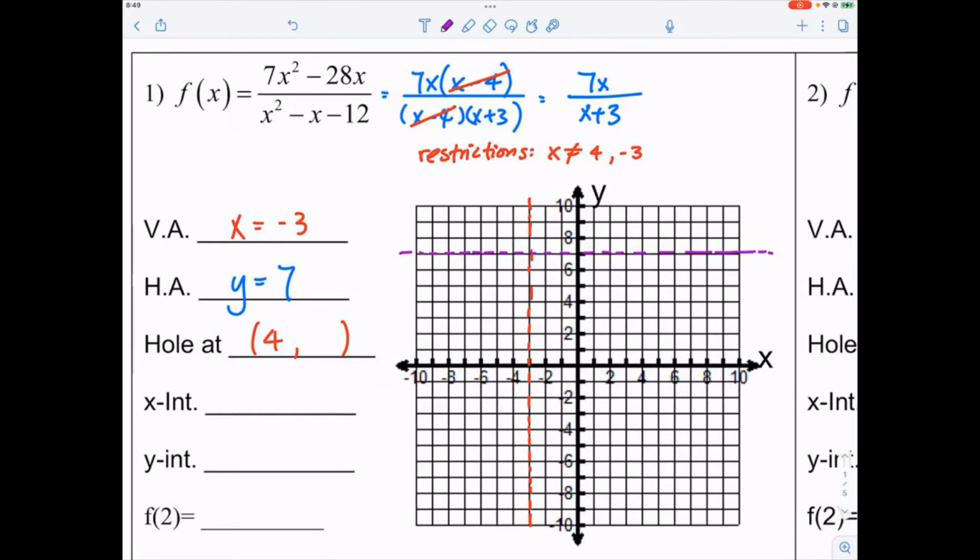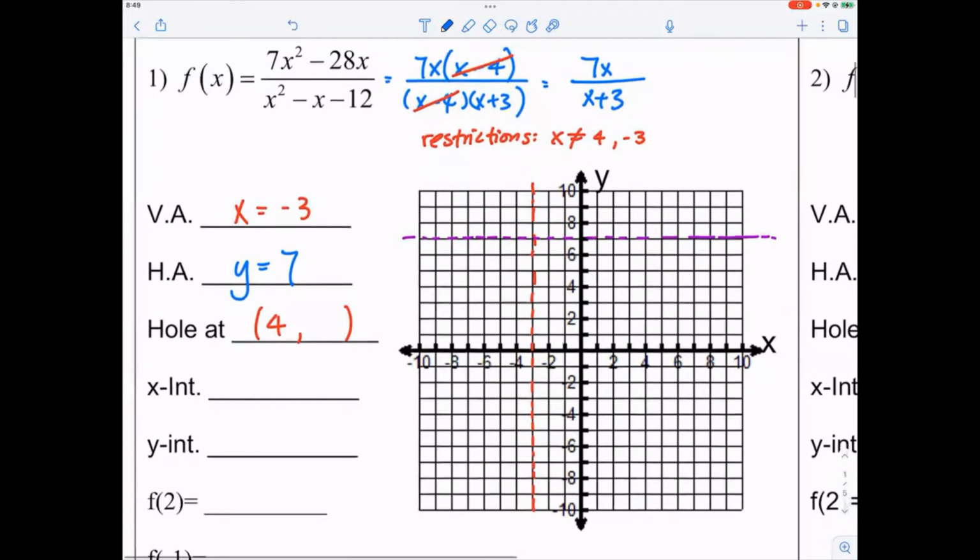All right. So to find out where the hole is, we know the x value for the hole, which is 4. So we can just put the 4 into x. So for the hole, we will have 7 times 4 over 4 plus 3, which is 28 over 7. And that gives us 4. So we have (4, 4) as the hole. Okay, so you would draw an open circle right there, and the graph will approach and go through this hole.